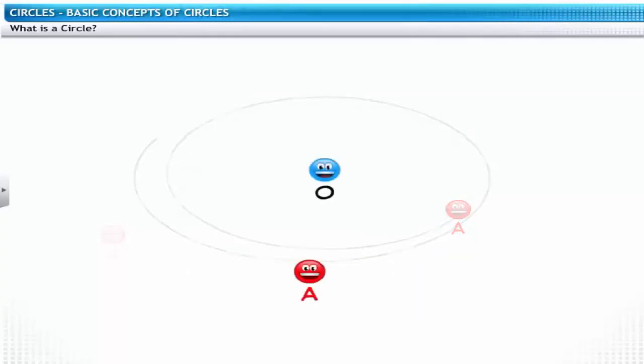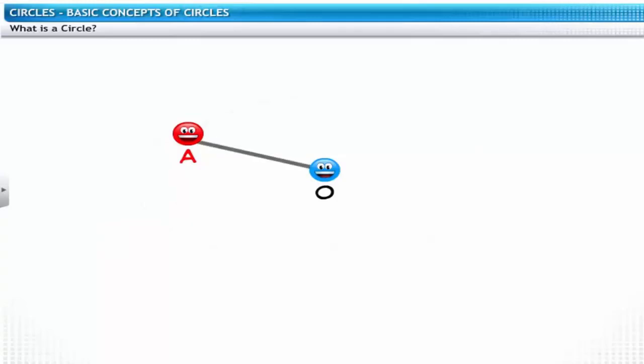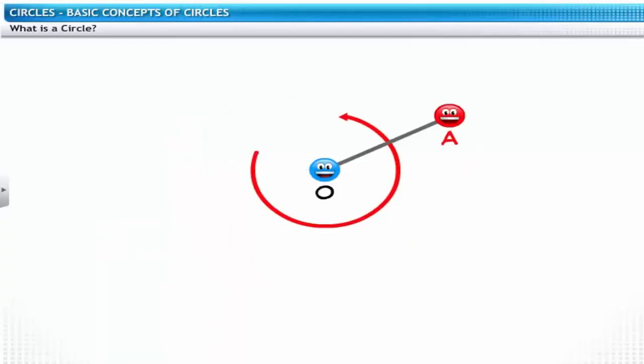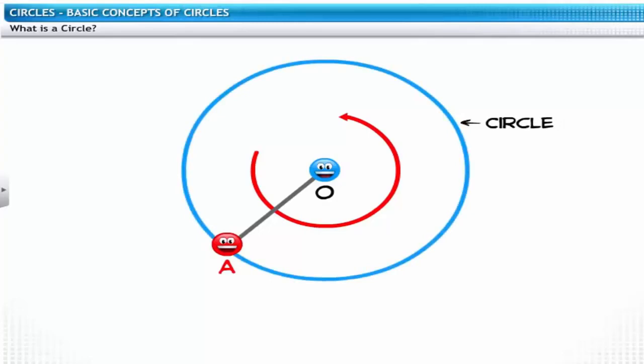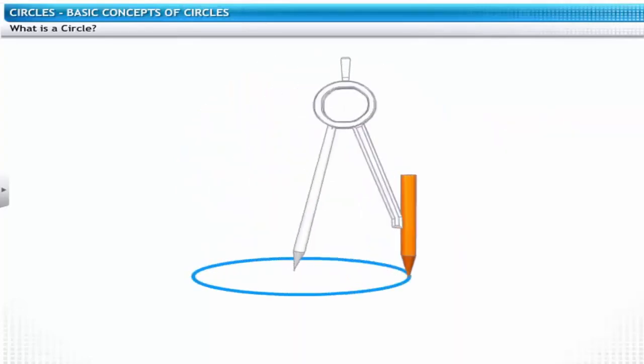Meet Mr. O, a fixed point. We asked Mr. A to move so that his distance from Mr. O always remains the same. For this, we have joined Mr. A and Mr. O with a line. Do you notice any change in Mr. A's movement? The path now traced by Mr. A forms a circle. Mr. A's motion around Mr. O is the same as the motion of the tip of a pencil fixed in a compass.